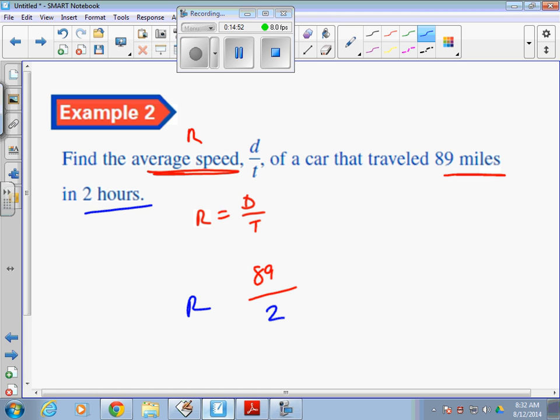So we're looking for the average speed. When you divide 89 by 2, we know that's an odd number. We get 44.5 miles per hour. So your rate in this case is 44.5 miles per hour.